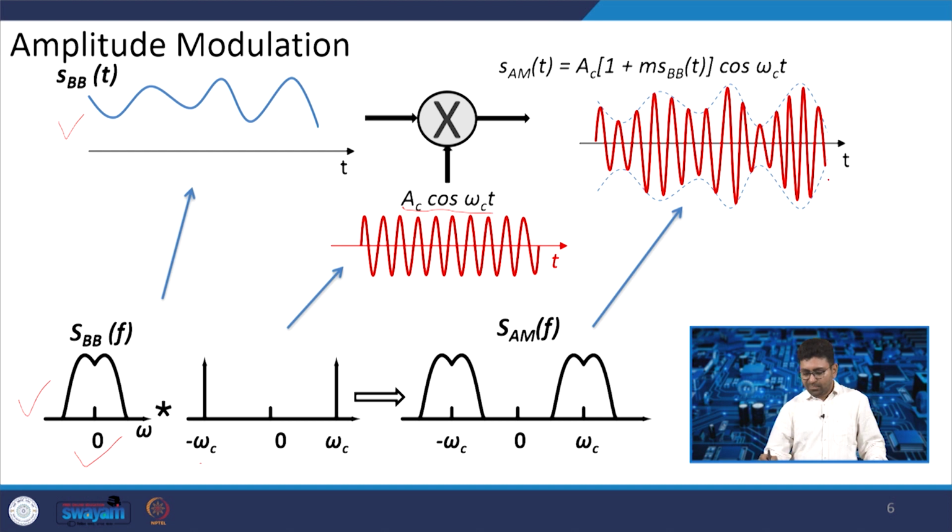So, your modulated signal in the time domain will look something like this, and in the frequency domain it will be like this. It can also be denoted as A_c(1 + m s_BB(t)) cos(omega_c t). Here m is nothing but the modulation index. So, this is the basic amplitude modulation you might have already studied. It has applications, and you can also easily understand other modulation schemes by using this modulation scheme.